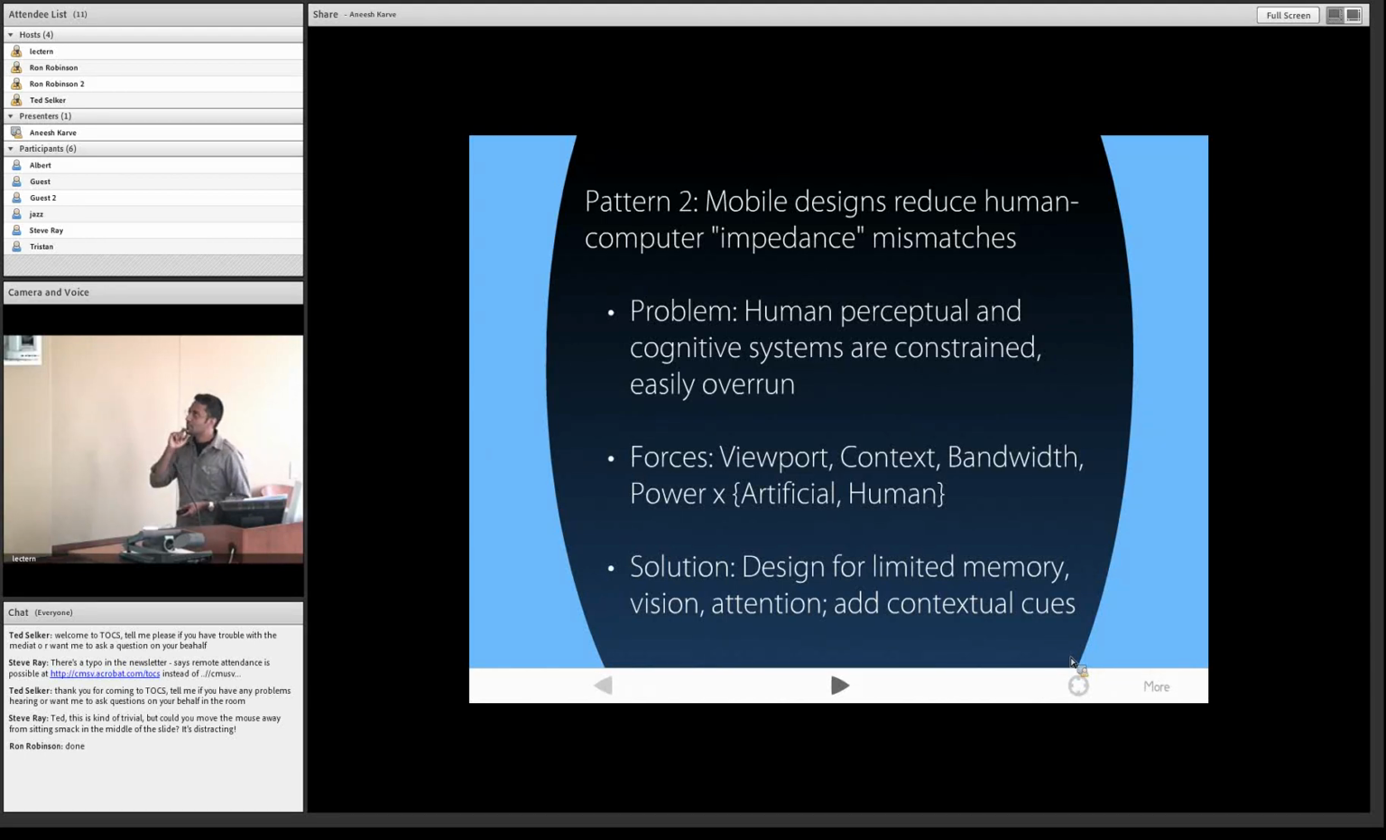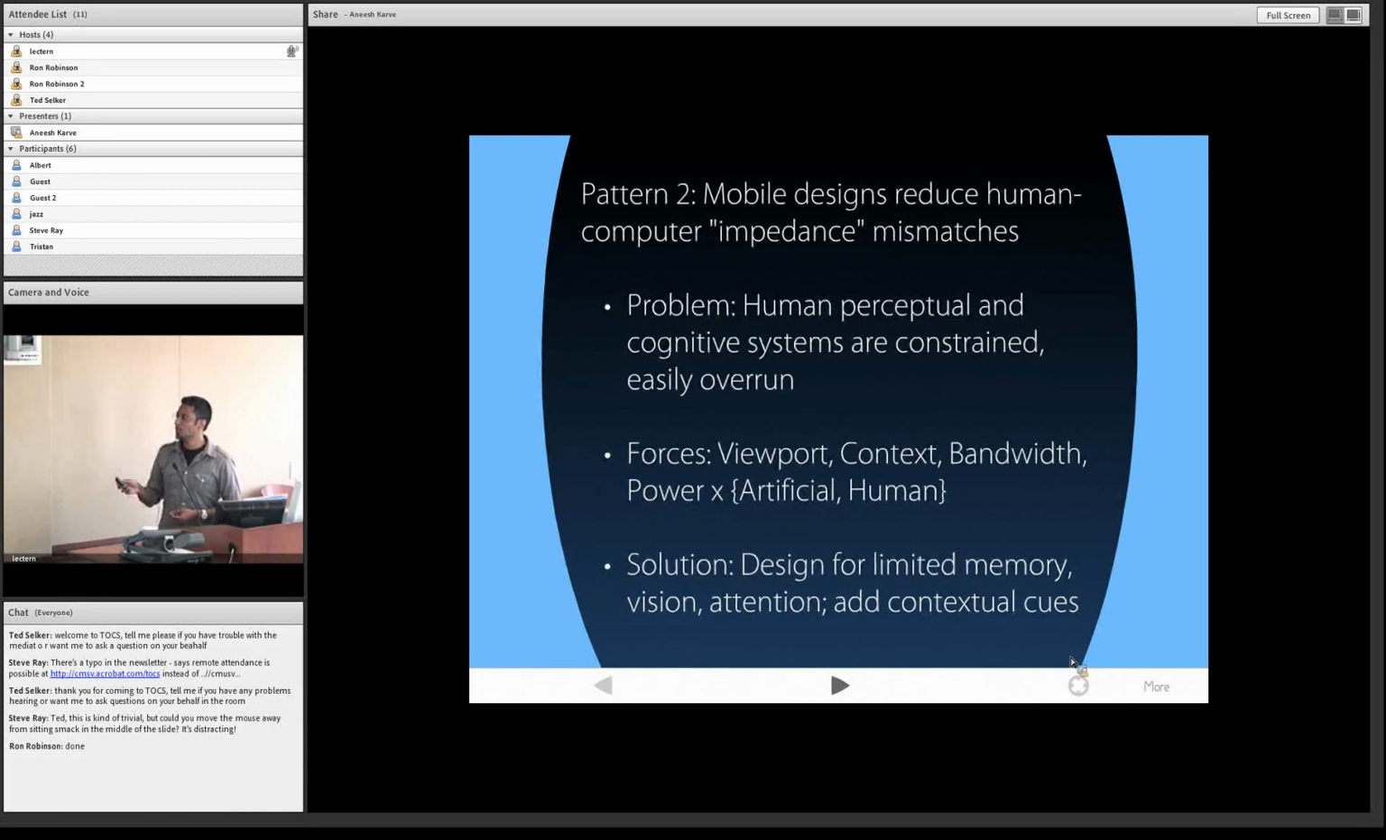So the important thing here, and this is the core of the pattern, is that because of the constraints in context, viewport, bandwidth, and power, the mobile designs have done a better job of matching the capabilities of the human cognitive system to the capabilities of the device, right? And this starts to get into your question about stage processing theory. Human perceptual and cognitive systems are constrained and are easily overrun. And the lesson here is that if you take any one of these four forces and constrain them down as a design exercise, you have a very good chance of doing a better job of meeting people's natural cognitive abilities.